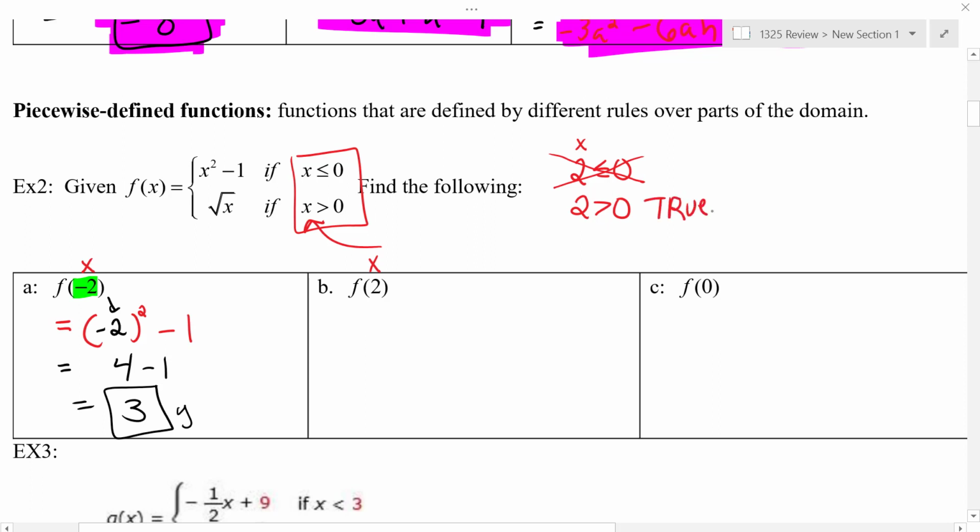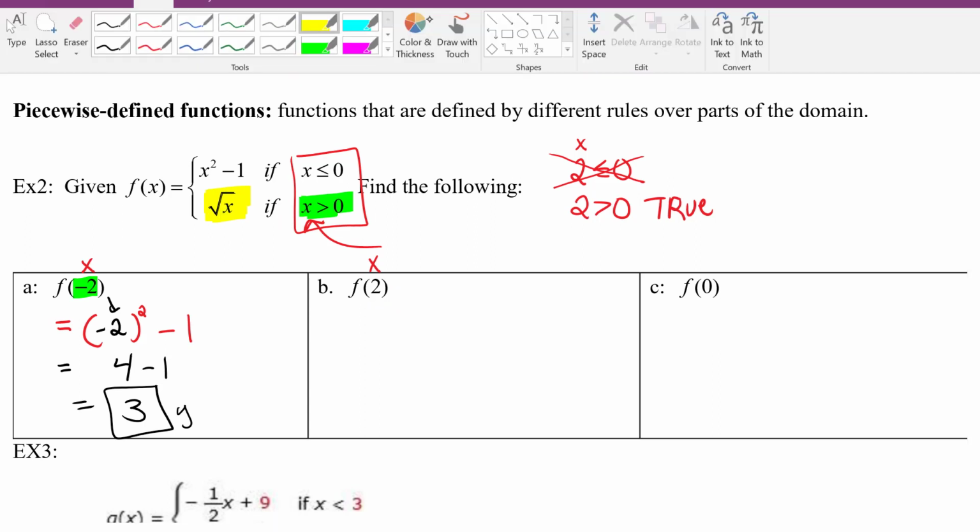Since this statement comes back true, then our x value fits within that bottom restricted domain. That means I am going to use the equation that's right in front of it. So to evaluate this function f of 2, I am going to use the equation square root of x.